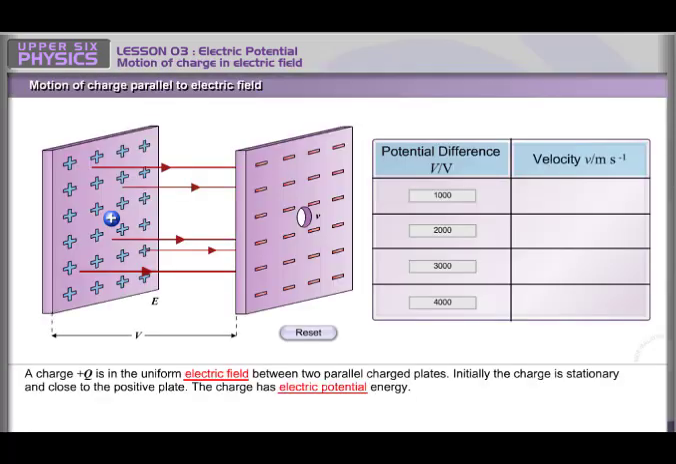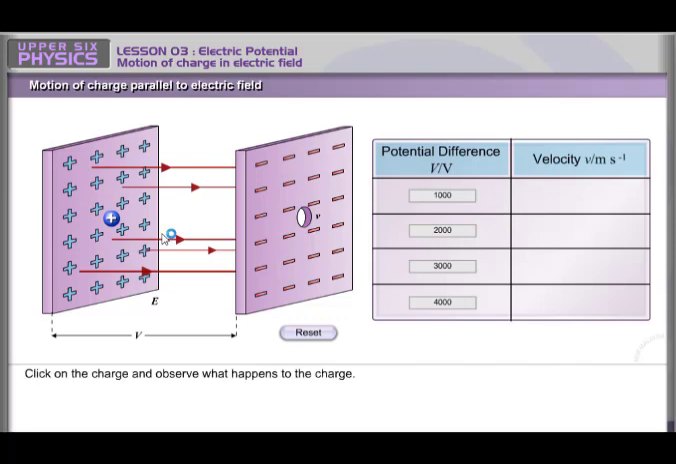A positive charge Q is in the uniform electric field between two parallel charged plates. Initially, the charge is stationary and close to the positive plate. The charge has electric potential energy. Click on the charge and observe what happens to the charge.